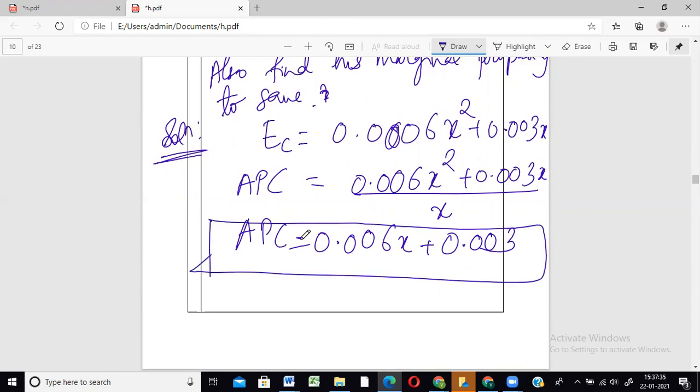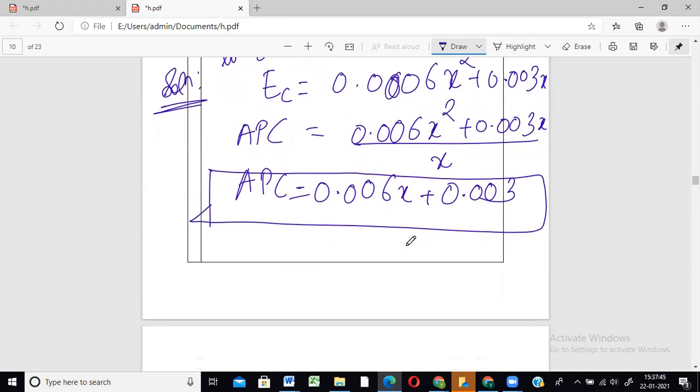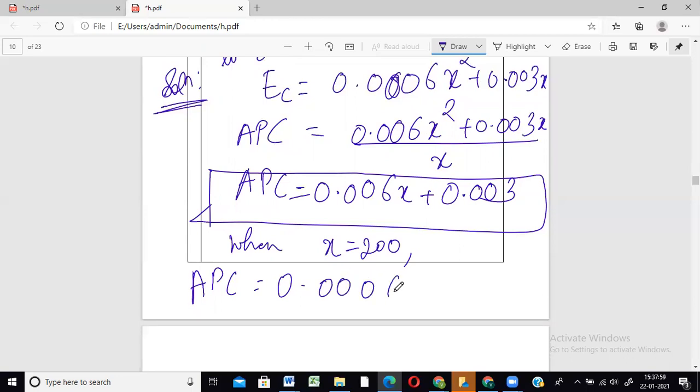Okay, and now what are they telling you? Specifically at a point, when the income was 200 rupees. And we all know that X is nothing but income, correct? So we will substitute when income is equal to 200 rupees, or when X is equal to 200, at that time APC will be nothing but 0.0006.